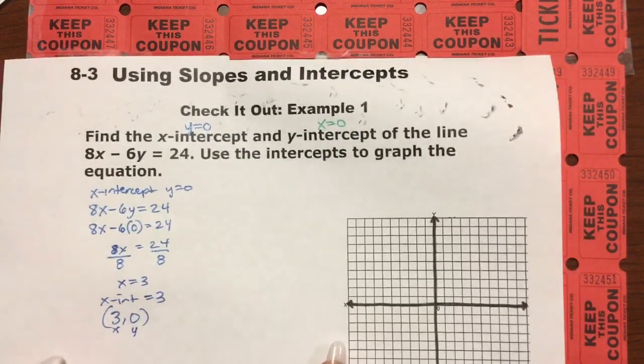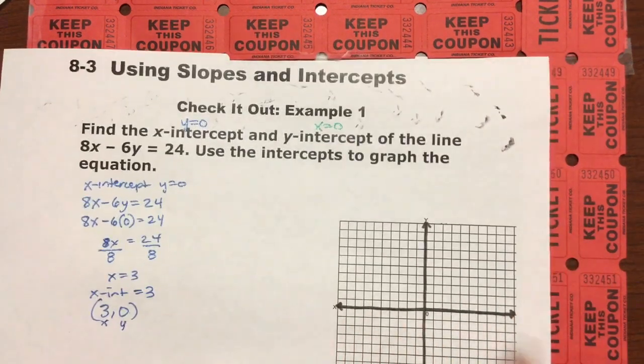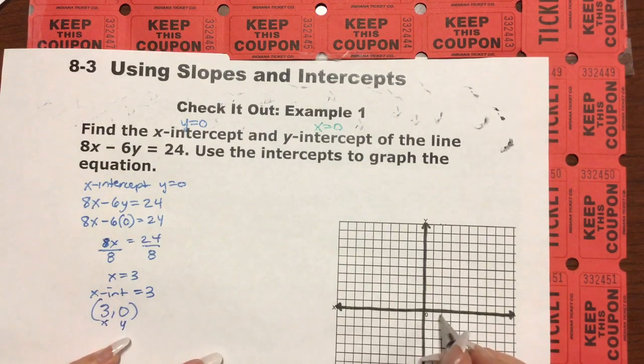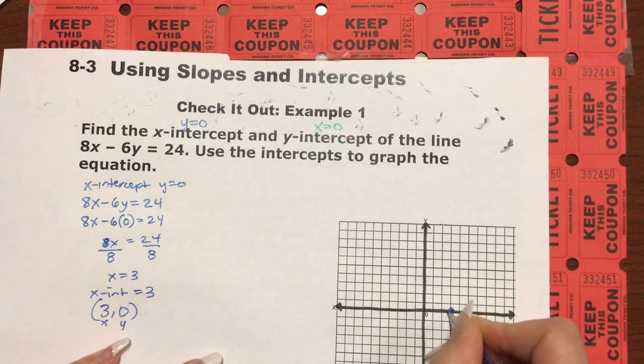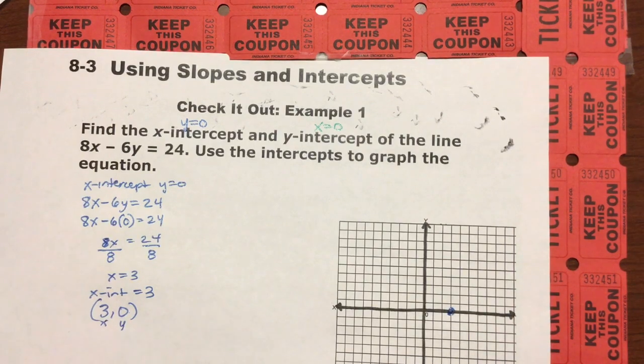So let's go ahead and graph this x-intercept where it intercepts the x-axis. (3, 0) would be 1, 2, 3, right there. I'm going to make a really big point because I'm kind of excited about it. Okay, and hopefully you got that one right. On to the next one.